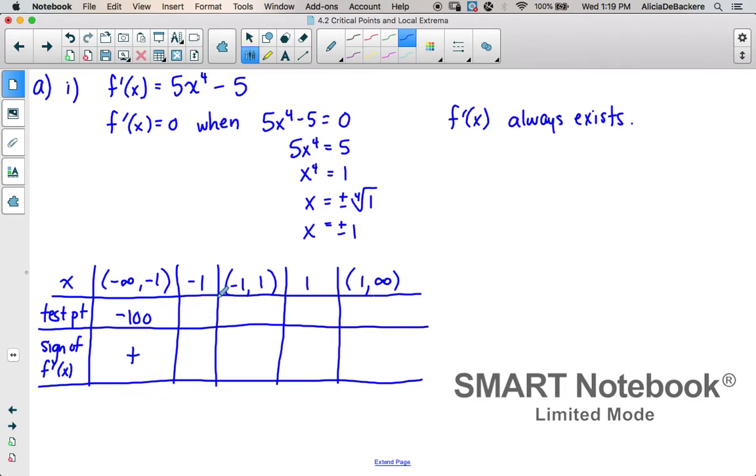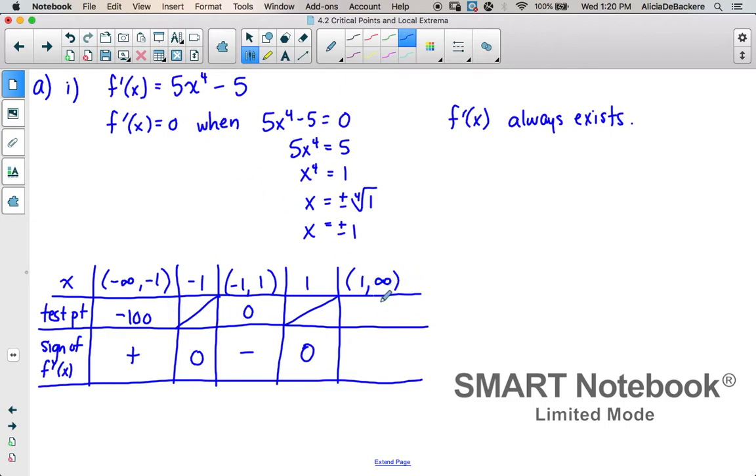For -1, I do not need to pick a test value. There's only one number. And then I'm going to remember that -1 gave me the value of 0 for my derivative. And then moving into this interval here, you'll probably pick 0. Remember, you can't pick -1 or 1. You could pick a half or -1/2 or a quarter if you like. I'm going to plug 0 into my derivative function here. So I get 5 times 0, that's 0, minus 5, so that's negative. And then again, when I get to 1, I don't need to pick a test value. This gave me the value of 0 for my derivative.